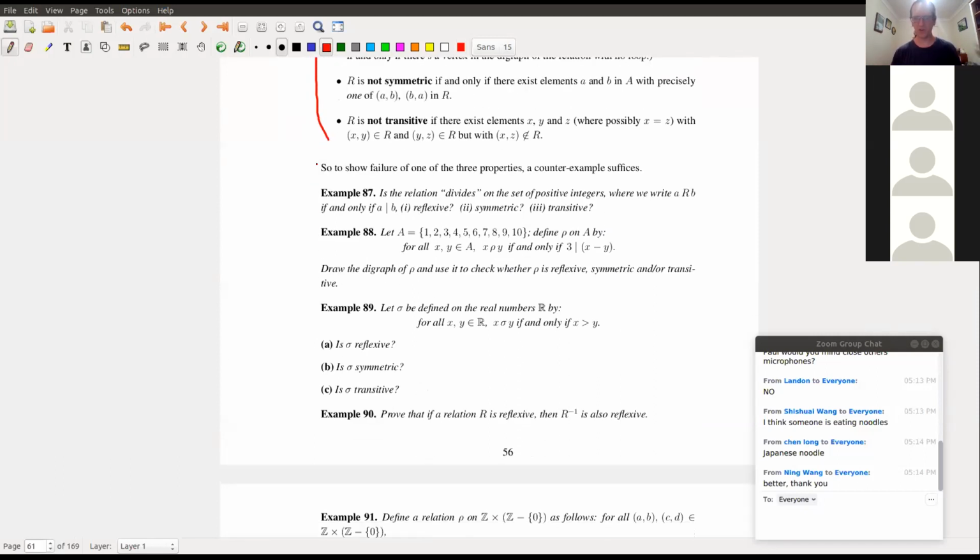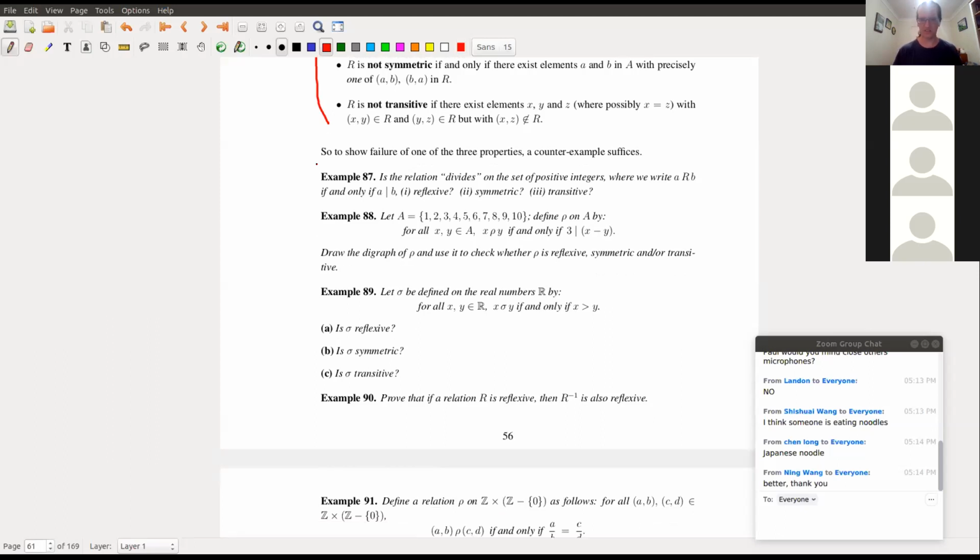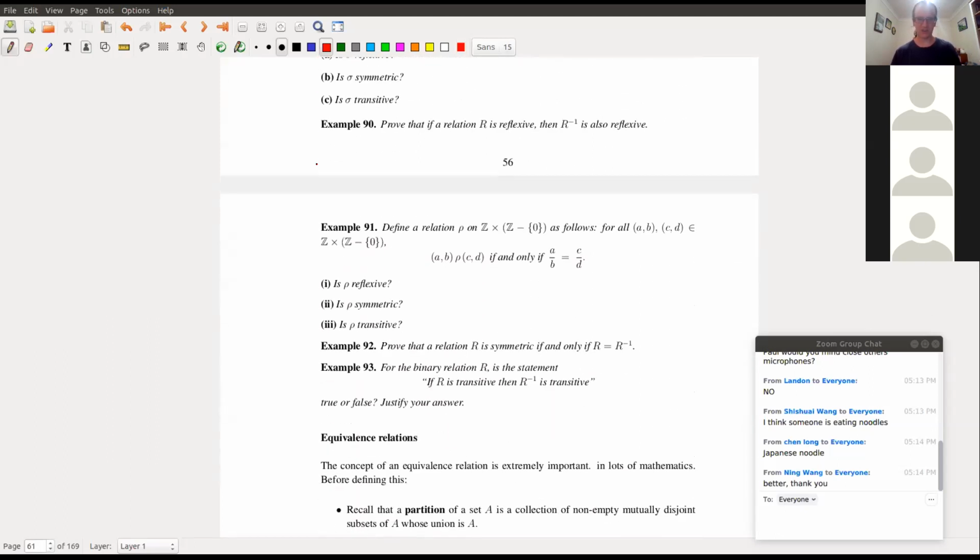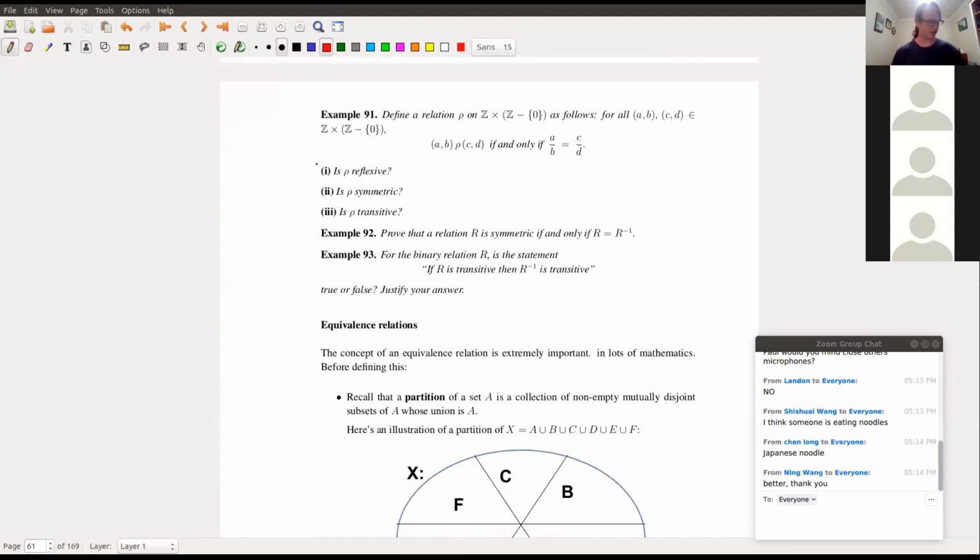Skip examples. More examples, go through them yourselves. It's quite a natural thing. You just have to go through and make sure you understand what all these terms mean. What we're really building up to is a special thing.